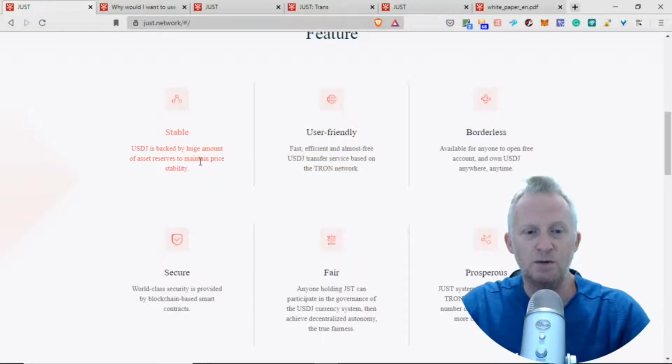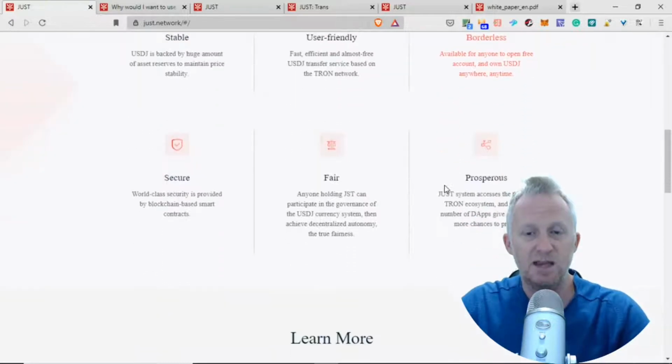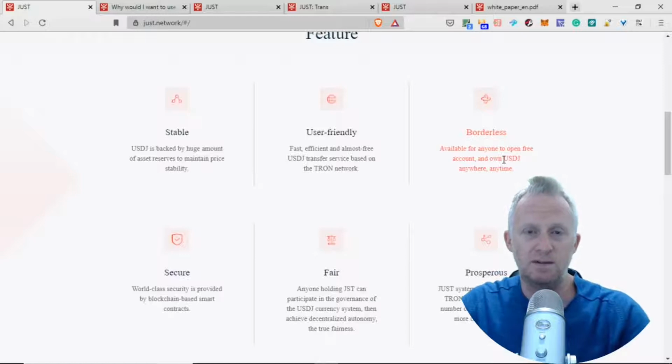USDG is backed by a huge amount of asset reserve to maintain price stability. I think right now the smart contracts have over 11 million already locked into them. User-friendly, fast, efficient, and almost free USDG transfer service based on the Tron network. Borderless, available for anyone to open a free account and own USDG anywhere, anytime. So this is the fact. The fee is meaningless when I created my CDP and transferred from Bittrex to my TronLink wallet.